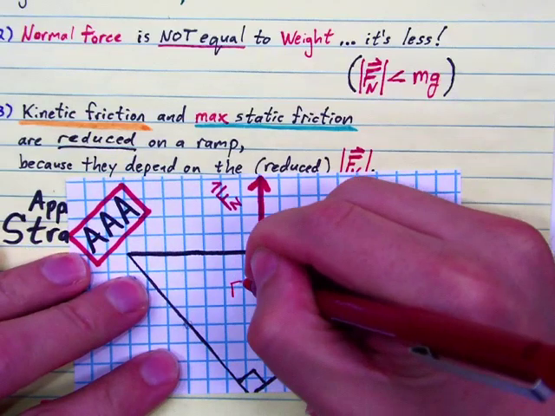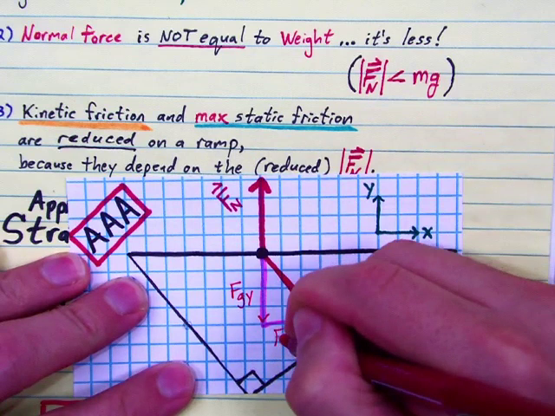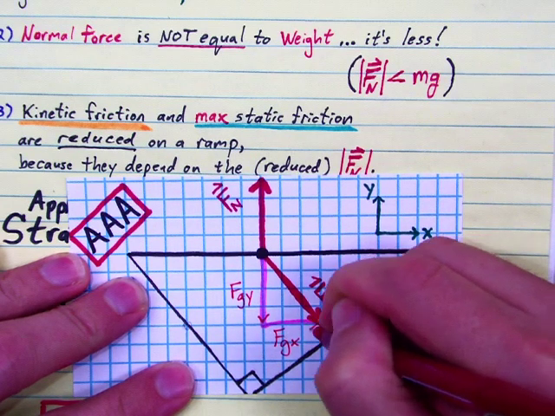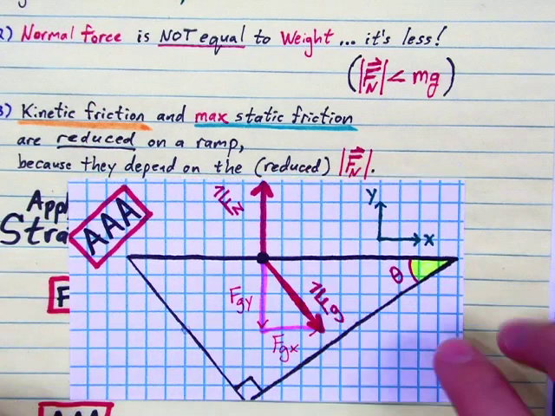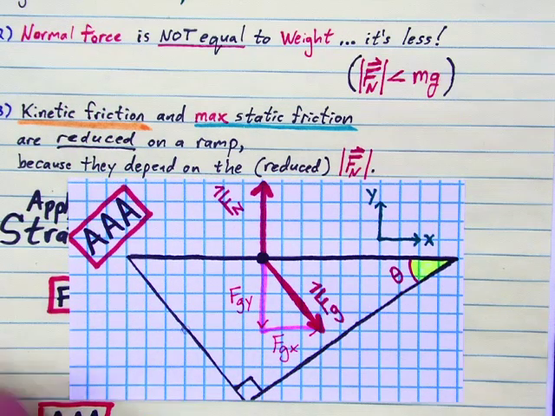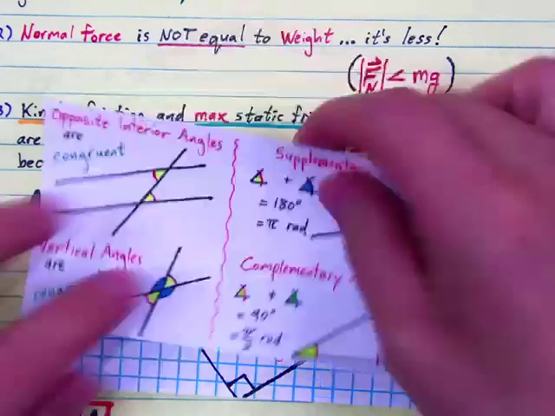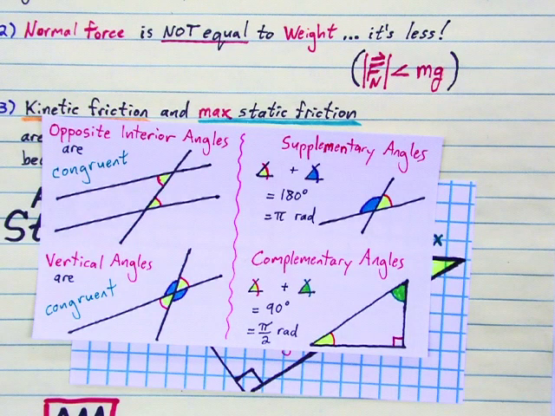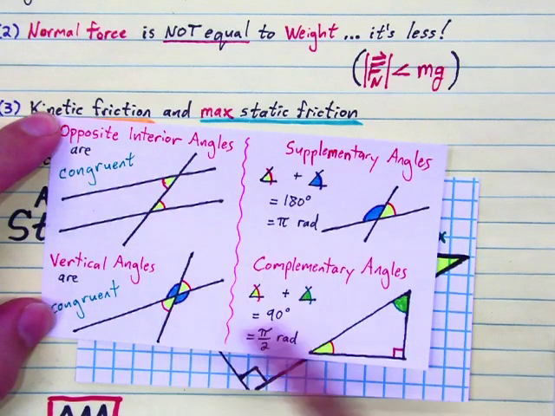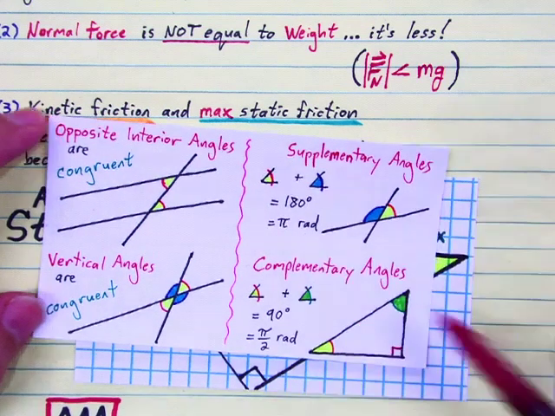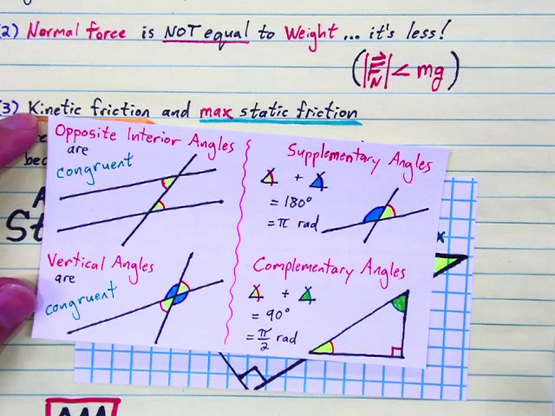This is FGY right here, pointing in the negative y direction, and then FGX here, pointing in the positive x direction down the ramp. Once you've broken your force into components, we then need to do a bit of geometry to analyze this triangle. So we'll need your standard geometric principles here of Euclidean geometry. Opposite interior angles are congruent, vertical angles are congruent, supplementary angles add up to 180, and complementary angles, as in the 2 non-right angles of a right triangle, add up to 90 degrees.